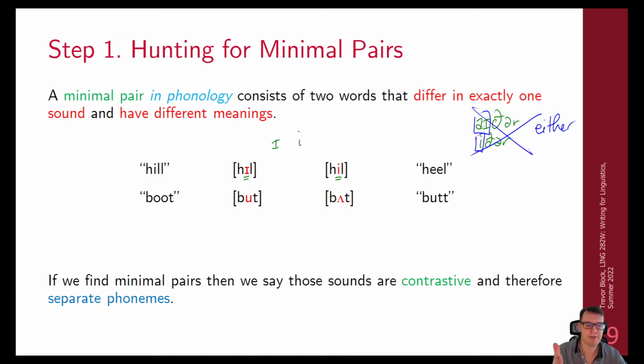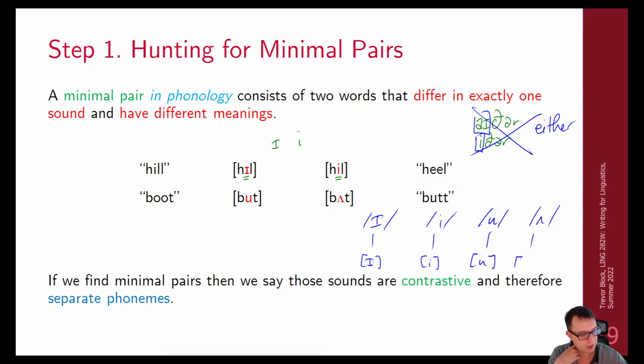So if there are minimal pairs, we say it's contrastive and therefore separate phonemes. So in English, we know that E and I are separate phonemes. And we also know in the case of "boot" and "but" that oo and uh are separate phonemes as well. So we can sort of draw these like that.